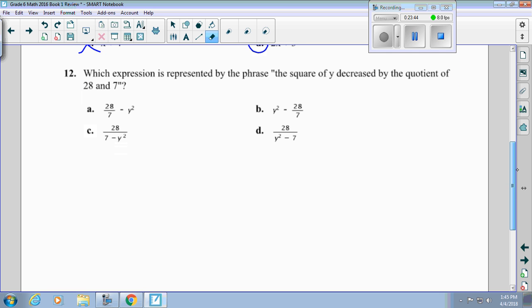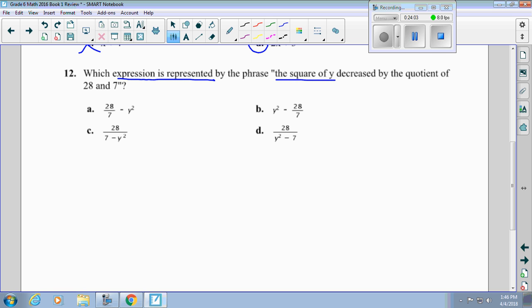Number 12, it says which expression is represented by the phrase the square of y decreased by the quotient of 28 and 7. So let's see, it says which expression is represented by the phrase. So we're looking for an expression that represents this.